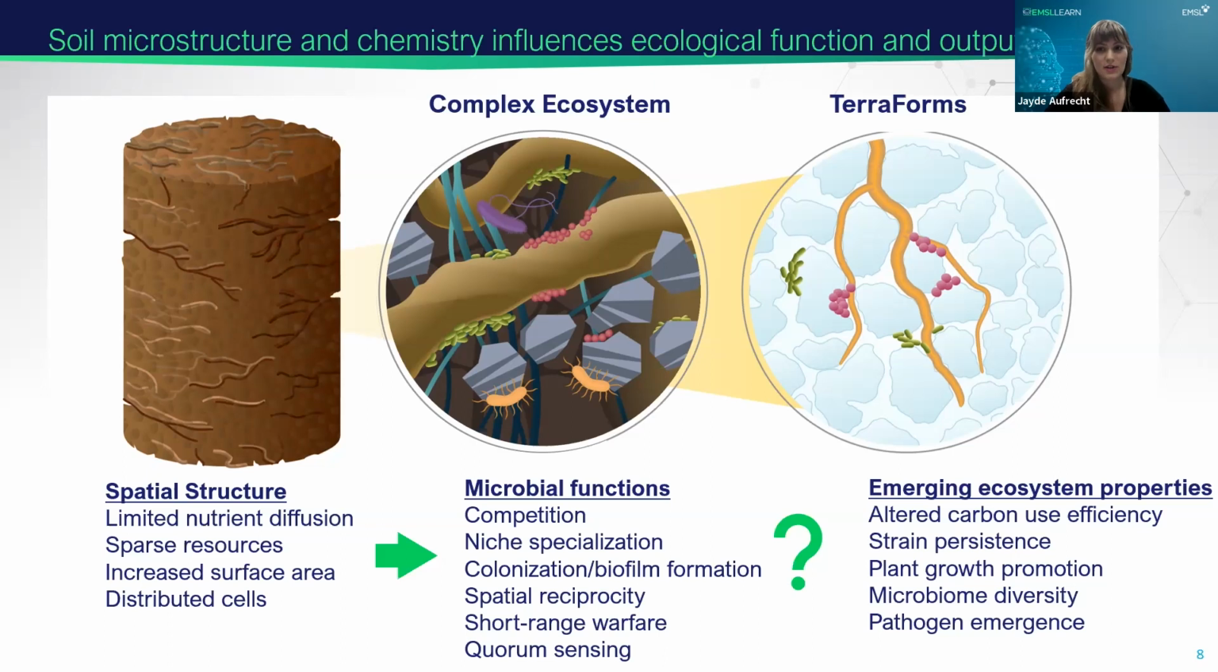So things like altered carbon use efficiency, the persistence of some strains underground for longer than others, or even things like pathogen emergence. Unfortunately, though, we don't really have a good way of predicting these emergent ecosystem properties from soil parameters themselves. And because every soil sample is different, even if we sample a lot of different soils, that's really good for helping us understand the correlations between different parameters and ecosystem properties. It's not necessarily a cause and effect sort of relationship. And so that's where our TerraForms are stepping in to fill that gap and really help us understand the underlying mechanism behind some of these soil processes.